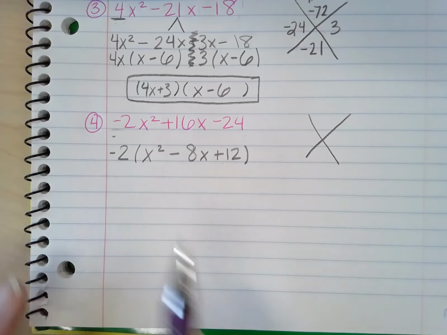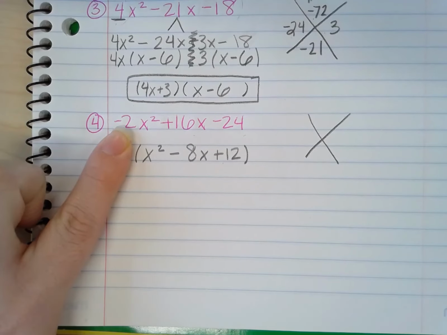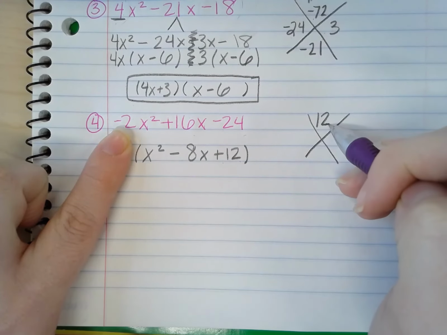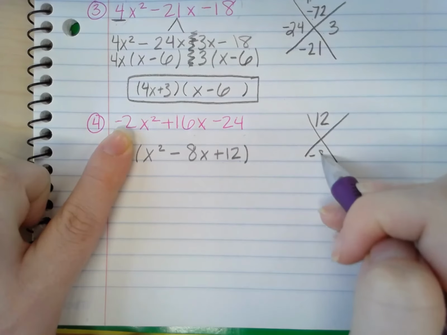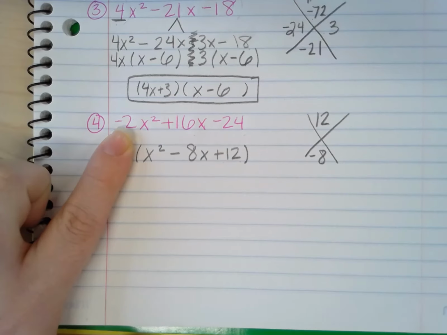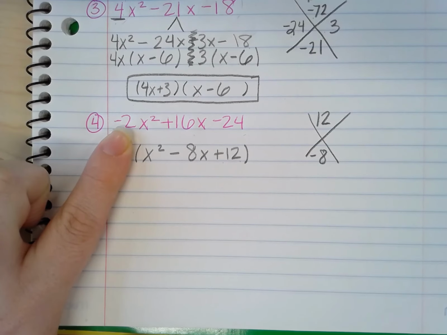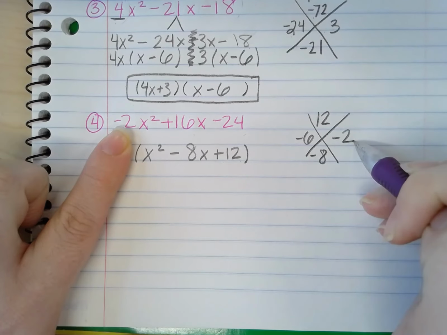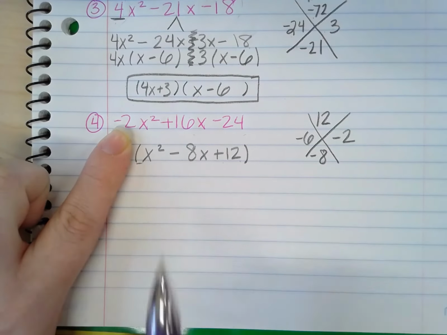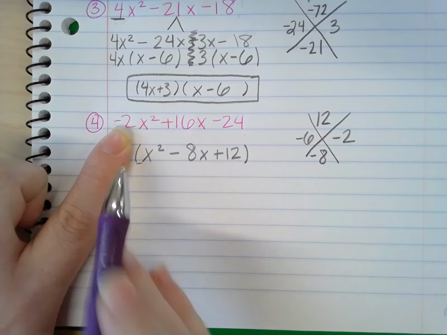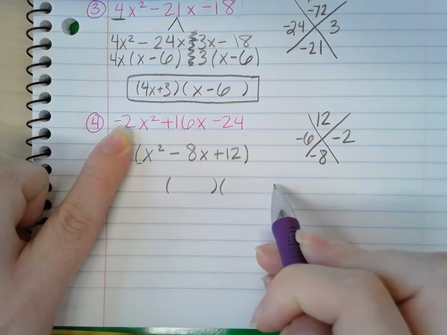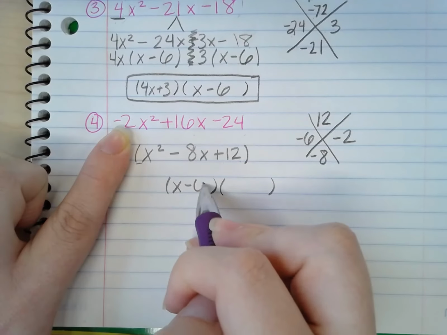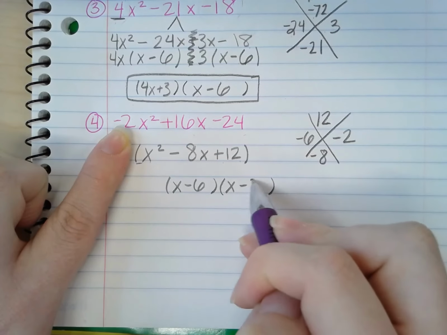When you take out a number out here, you can actually ignore it for the rest of the problem until the very end. I'm going to take this 12 and put it at the top. I'm going to put the negative 8 down below, and I have to find 2 factors that multiply to positive 12 and add to negative 8. So my answer should be negative 6 and negative 2. Because there is no number in front of the x to the second, I can go right into my factors in this problem. I don't have to do the longer way of factoring. My first one will be x minus 6. My second one will be x minus 2.